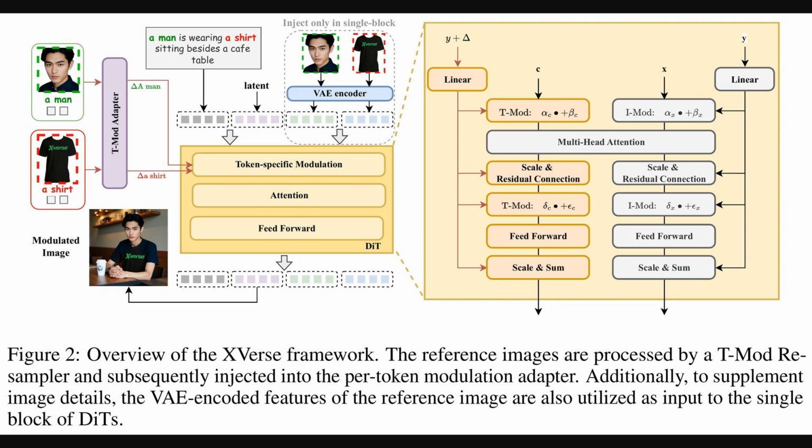Building on that idea, this figure gives us a look under the hood at the XVerse framework. On the left, you see the inputs, separate reference images for a man and a shirt. A special DiT Mod adapter processes these images and creates targeted adjustments. These adjustments are then precisely injected into the diffusion transformer, specifically targeting the parts of the text prompt for man and shirt. Additionally, to capture fine-grained details, it uses a variational autoencoder, or VAE, a network that helps encode and reconstruct images to add extra visual information without causing distortions.